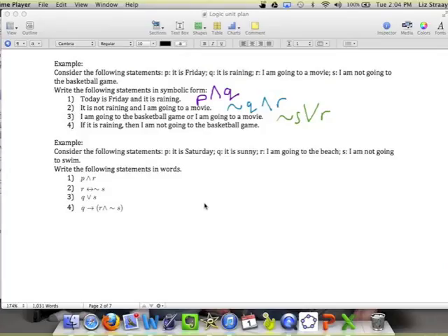If it is raining, so this has that if-then. What was our symbol for if-then? An arrow. So we're going to have something, arrow, something. It is raining is Q. Q, arrow, not going to the basketball game is S. We don't need the squiggle because S already has the word not in it, so we don't need the double negative there. Questions on those?